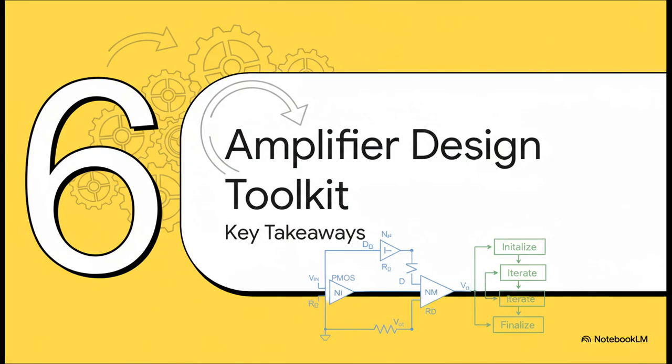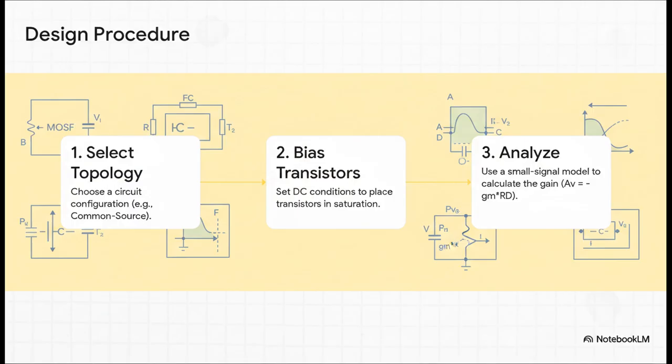Okay, we've been on quite a journey. So let's pull all of this together and distill it down into your personal amplifier design toolkit, a straightforward process you can use every time. Here it is, your 3-step roadmap for amplifier design. Step 1, select your topology. You have to choose the right circuit for the job. Today we learned the common source, which is a great start.